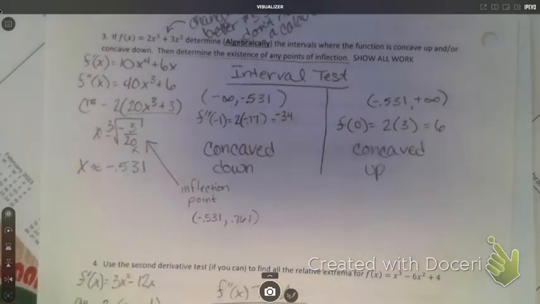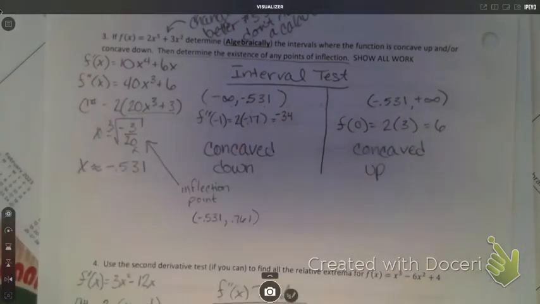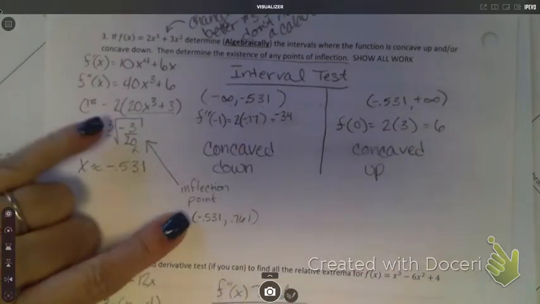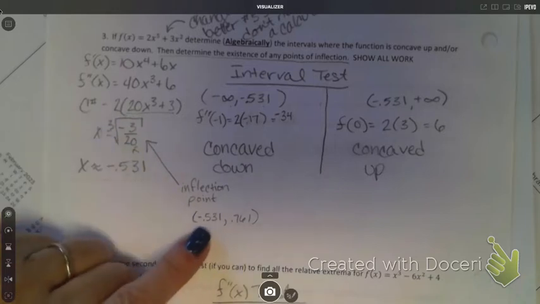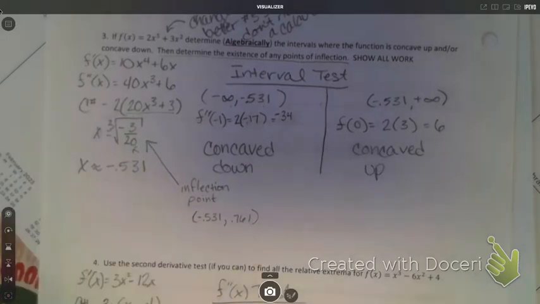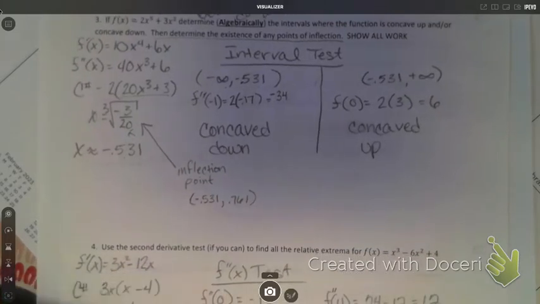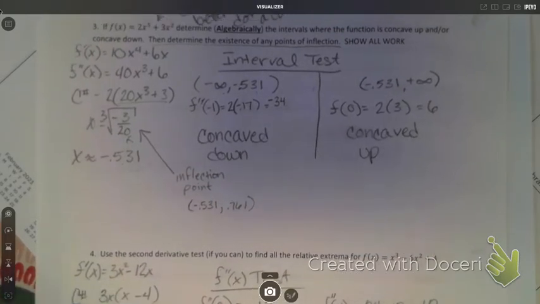It's negative, positive, concave up, concave down, concave up. Wait, I mean concave down, concave up. So your point of inflection is at -0.531, and 0.761. So there wasn't a misprint, they were just gross numbers. Okay, I just got confused because I don't really know what to do with it.